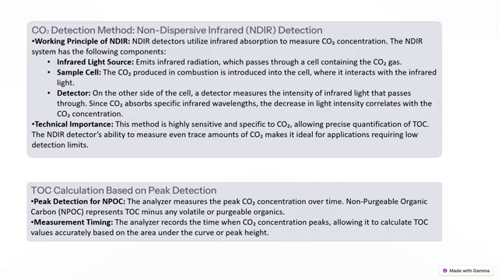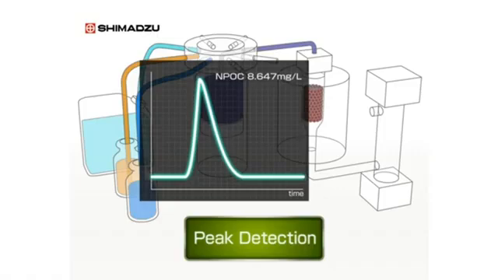Then in the third step of the analysis, we have the TOC calculation. So finally, the analyzer calculates TOC based on the detected CO2. Measurement timing is very important: the peak CO2 concentration over time is measured, and the area under the curve that you see here is used to compute the TOC levels. And in the case of NPOC, the analyzer distinguishes TOC from volatile organics, focusing on only non-purgeable components for precise results.